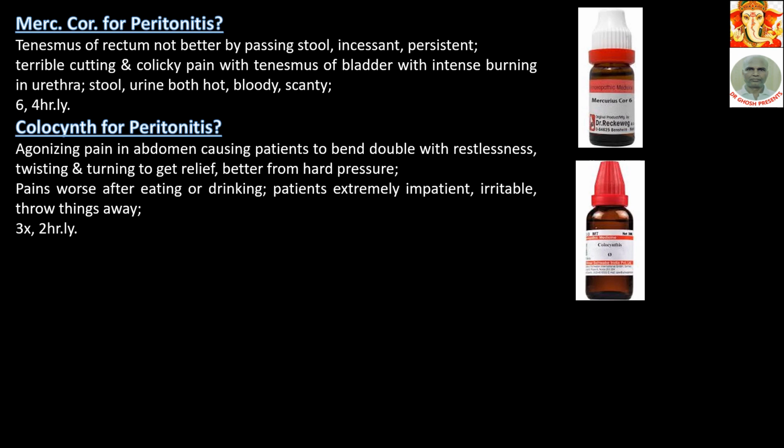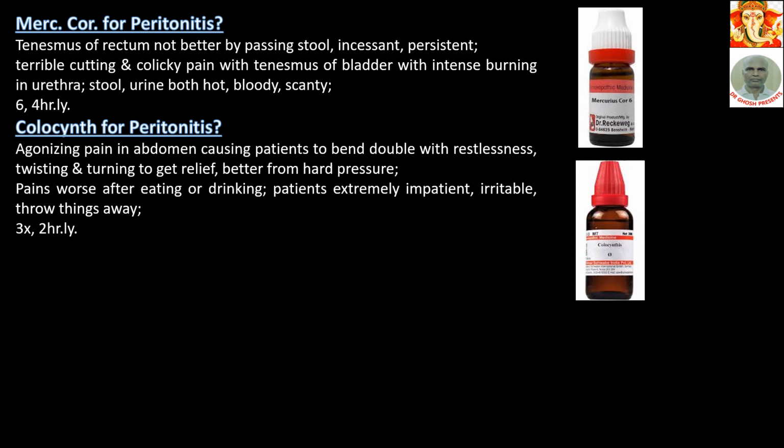Mercurius corrosivus for peritonitis: tenesmus of rectum, not better by passing stools, incessant, persistent. Terrible cutting and colicky pain with tenesmus of bladder, with intense burning in urethra, stool and urine both hot, bloody, scanty. Merc cor 6, 4 hourly.